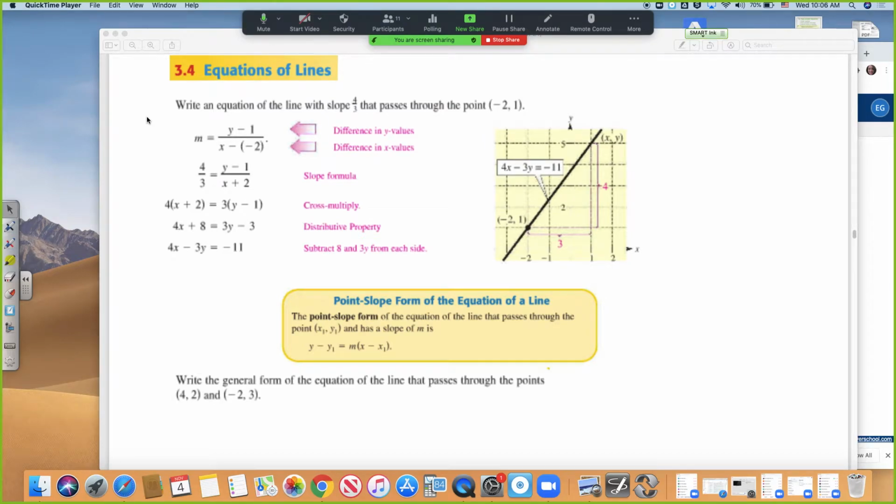Today we're going to be learning equations of lines, and we're going to be looking at a lot of the same things we just took a quiz on. So we're going to be looking at the slope formula again, but we're going to be looking at some different formulas, all of which you learned in Algebra 1, but maybe it's been a few years since you've seen this, and you haven't used it in a while, so you might forget it.